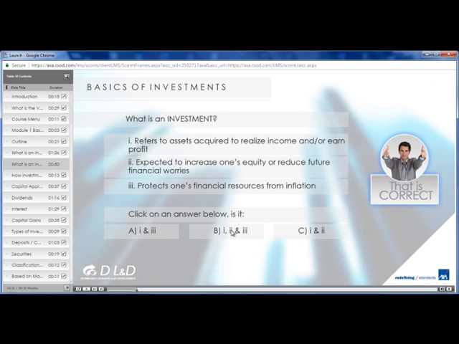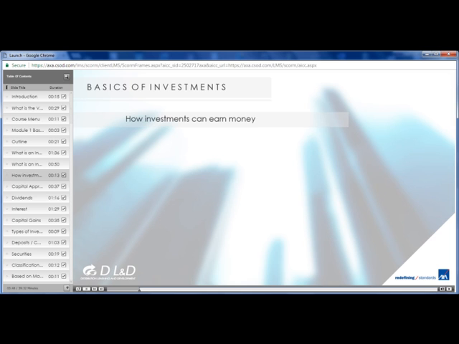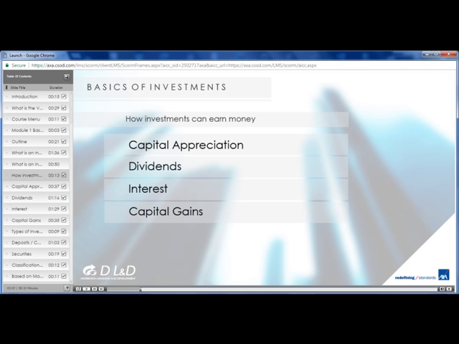That's correct. All three answers describe what an investment is. You will now learn how investments earn money, and this happens through capital appreciation, dividends, interest, and capital gains. Move on to learn more.